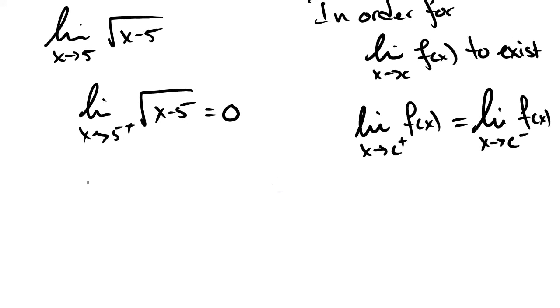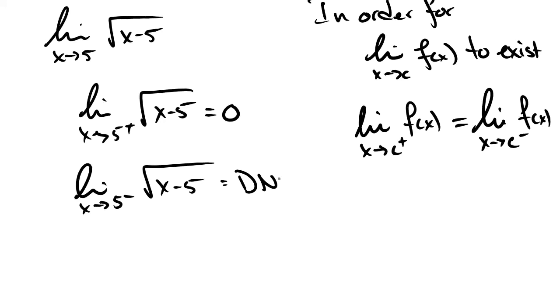But the limit as x approaches 5 from the left of the square root of x minus 5, well, just imagine that. We've got 4.9, which is to the left of 5, 4.99, 4.999. 4.9 minus 5 is going to be negative 0.1, and you can't take the square root of negative 0.1. You can't take the square root of negative anything in the real number system. So this limit fails to exist.